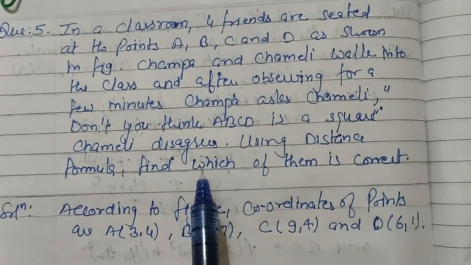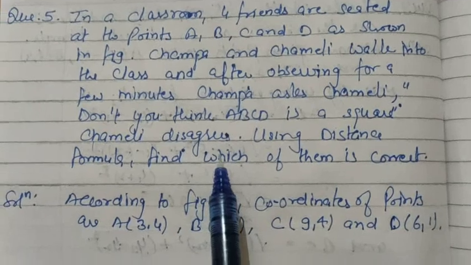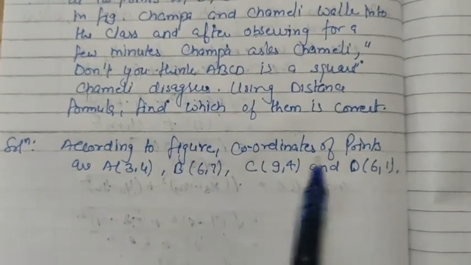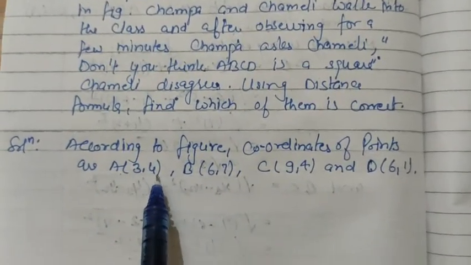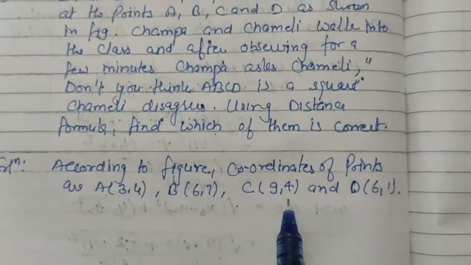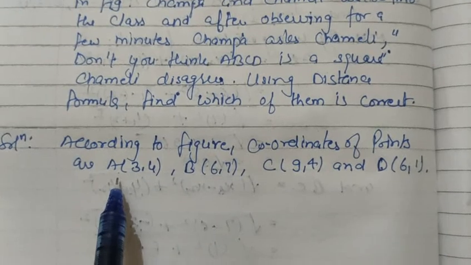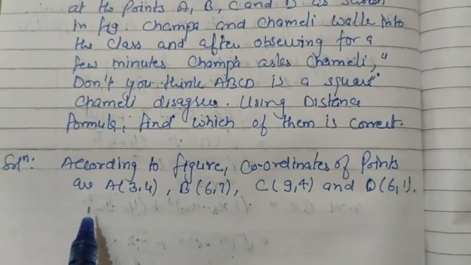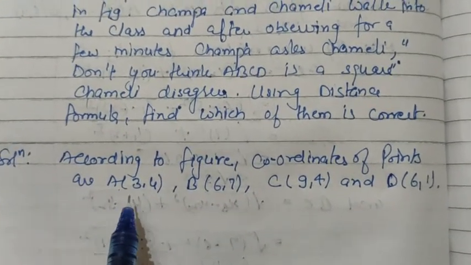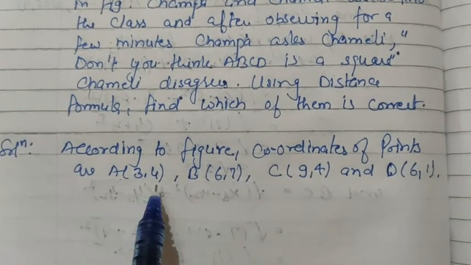So let us check whether ABCD is a square or not. So according to the figure, coordinates of points are A (3, 4), B (6, 7), C (9, 4) and D (6, 1). You can find these coordinates in your book. So let's start. We are to prove whether ABCD are the vertices of a square.